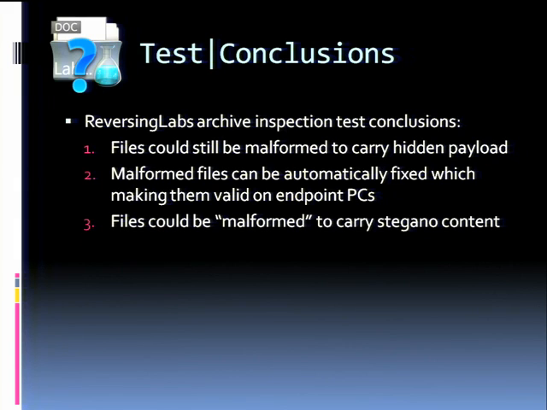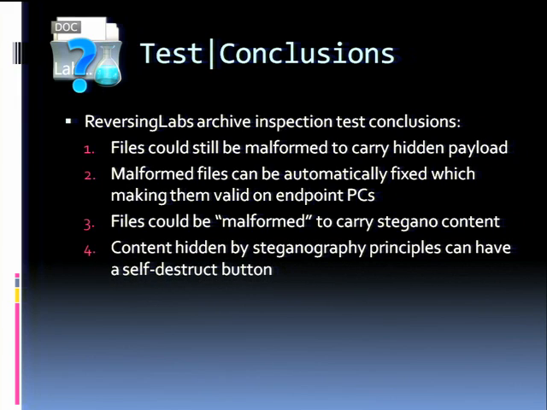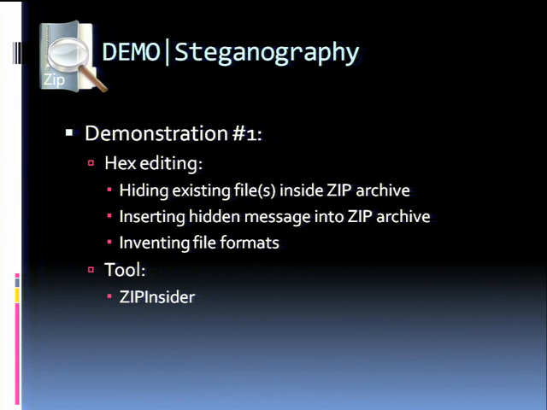Now, of course, files can be malformatted to carry additional steganography content. And this hidden content has a self-destruct button. So if you are not careful enough in the process of repairing an archive or modifying anything, you would end up losing the important data.